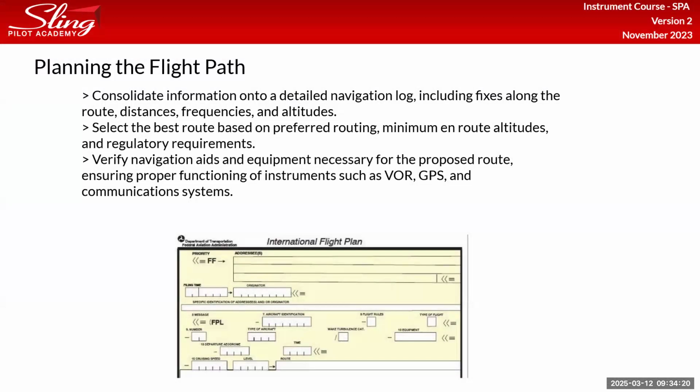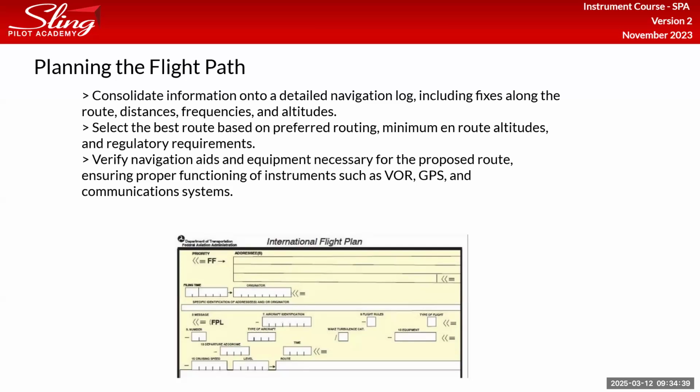I've actually never filled one of these out, I'm going to be so honest. So I'm just going to read off the slide and hope this helps. When you're planning the flight path, consolidate information onto a detailed navigation log, including fixes along the route, distances, frequencies, and altitudes. Oh yes, because you get a little sheet that you fill out when you're filing.